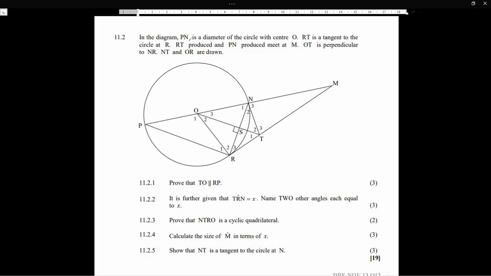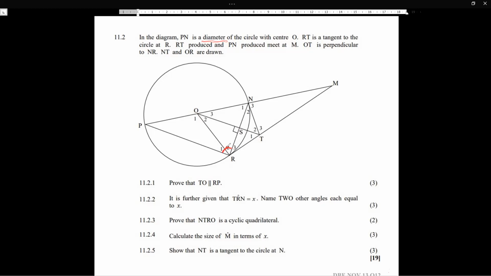It says in the diagram, PN is the diameter. If PN is the diameter, immediately what is coming to your brain? The semicircle, sir. Angle in a semicircle. So which angle will be 90? R1 and 2, sir. Be careful, not the whole of R, just R1 and 2. So you want to mark that to be 90. Is that fair? Yes, sir.